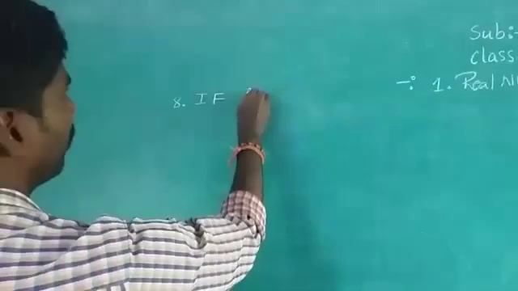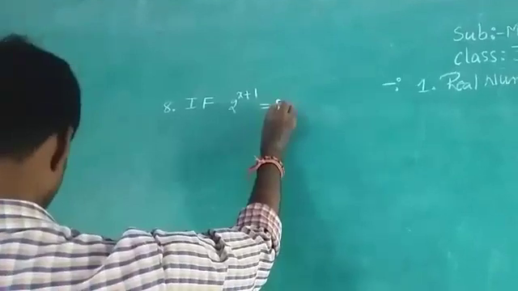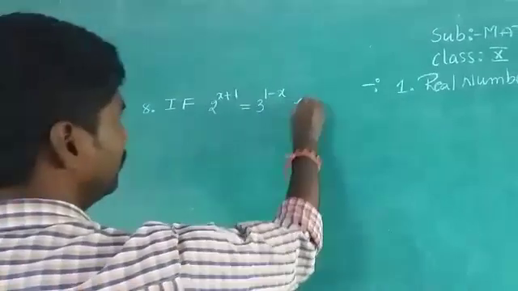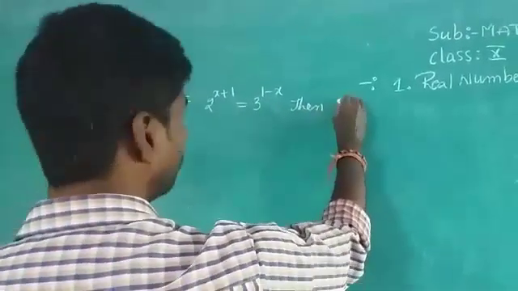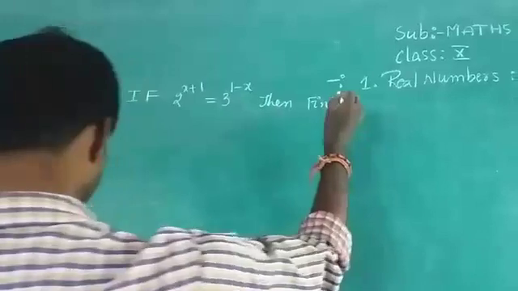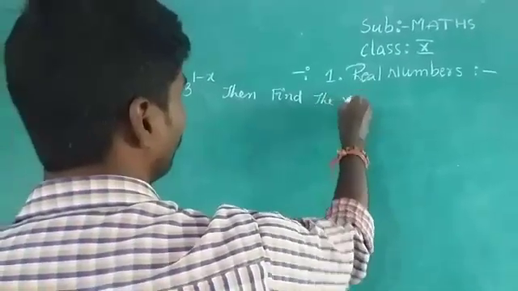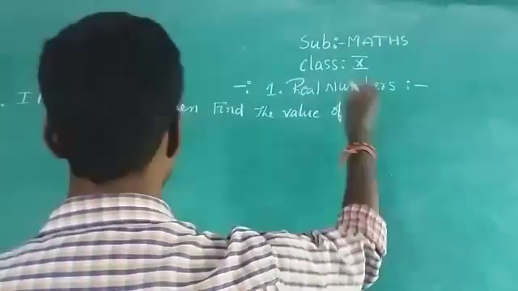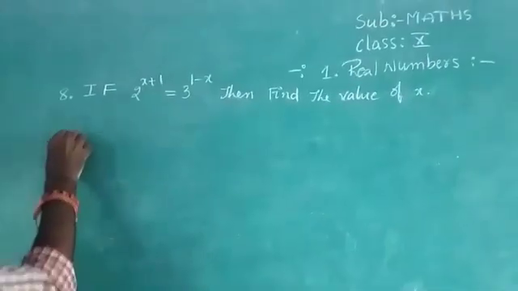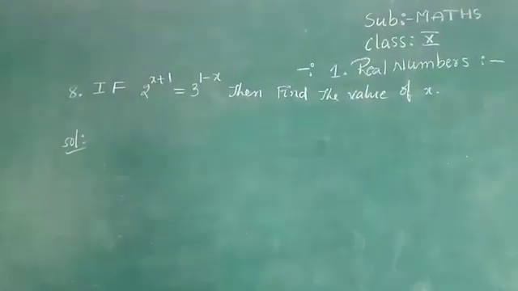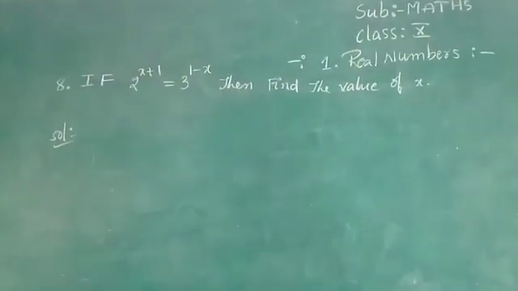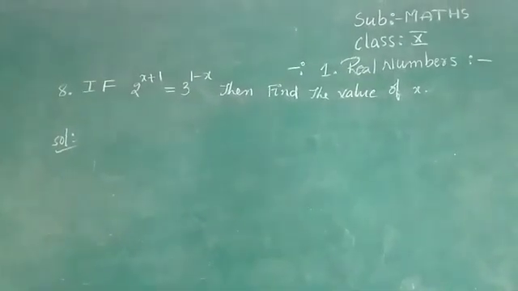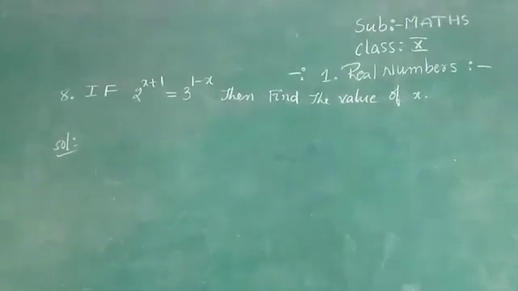If 2 to the power of x plus 1 is equal to 3 to the power of 1 minus x, then find the value of x. We need to find out the value of x. See what the question is given: 2 to the power of x plus 1 is equal to 3 to the power of 1 minus x. So what I am doing is I am applying log on both sides.